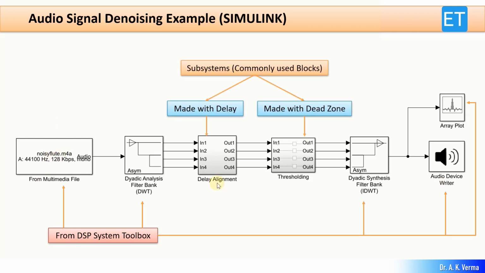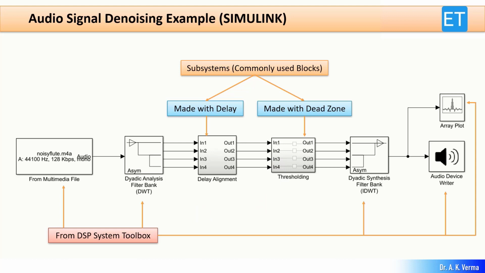And then these two blocks, delay alignment and thresholding, these two actually are subsystems which are not directly available in Simulink. We have to create them. So this delay alignment is created with the delay elements, while the thresholding is created with the dead zone elements, which are available in Simulink, right?